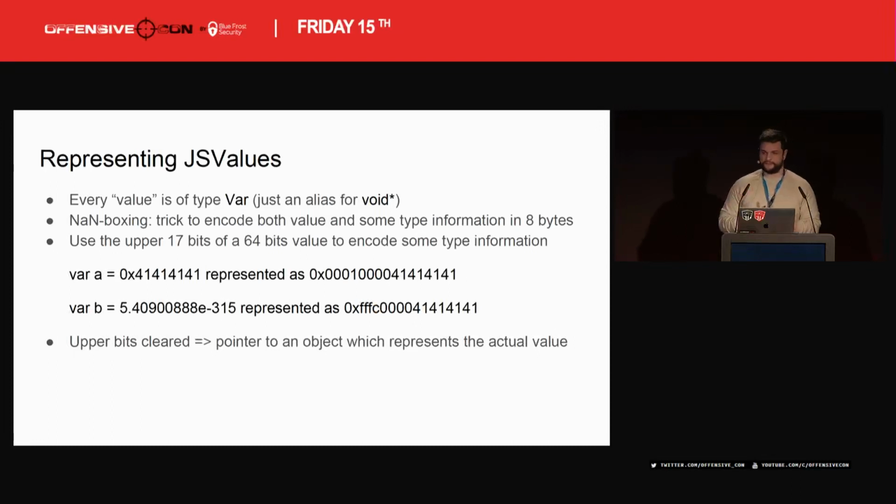Chakra Core uses NaN boxing, which is a clever trick to encode some kind of type information alongside the value for your JS value. If you take the integer 0x41414141, it will be represented internally with the 48th bit set, as you can see on the right. Same thing if we take the double that's represented in hex as 41414141: you can see that the upper bits are set to FFFC, which is basically a tag that tells us this is a double, and you should treat that value as a double. What that means for us is that if the upper bits are cleared, we're basically dealing with what should be a valid pointer, which will point to a boxed object for your more complicated stuff.